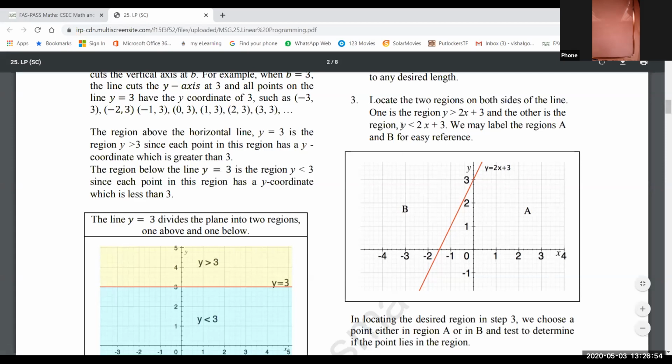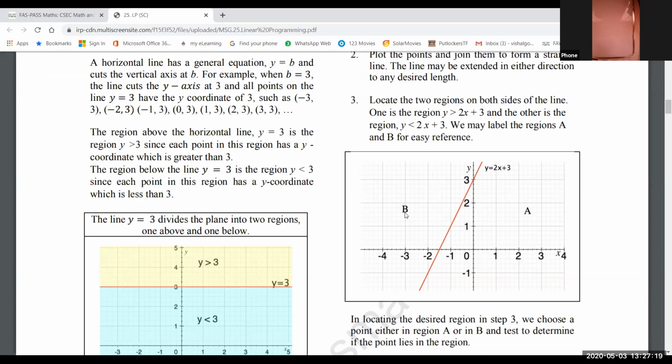Now the third step is to locate the region on both sides of the line. One is the region y is greater than 2x plus 3, and the other is the region y is less than 2x plus 3. We may label the regions A and B for easy reference. So this side we're calling A, this side we're calling B. Everybody following? Anybody confused so far? For ease of reference, we are calling this side A and this side B because we do not know which side of this red line satisfies the equation or the inequality.